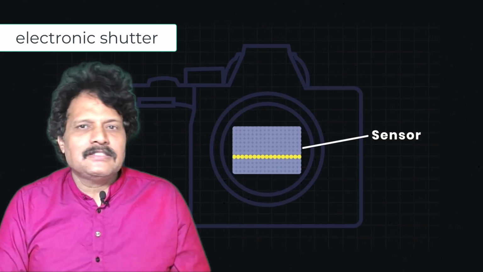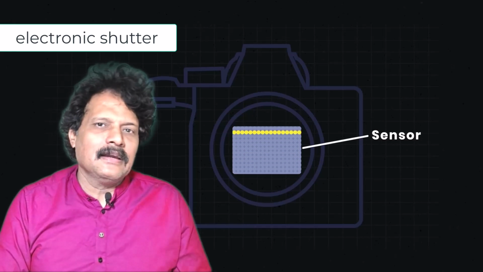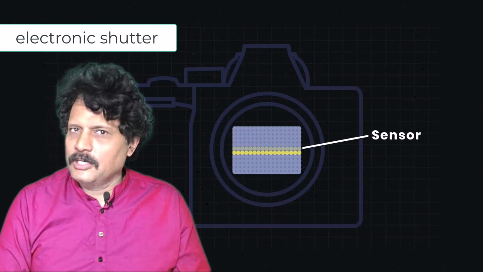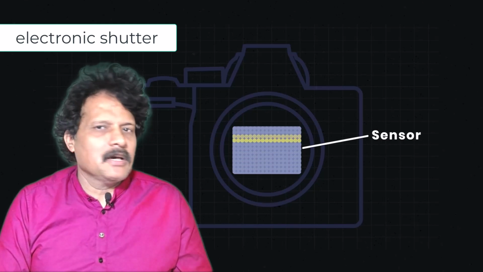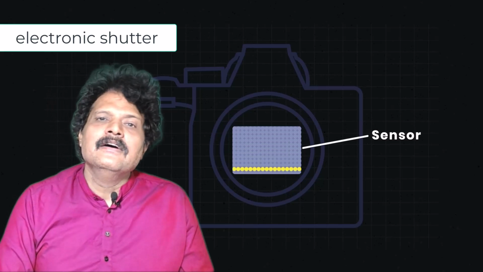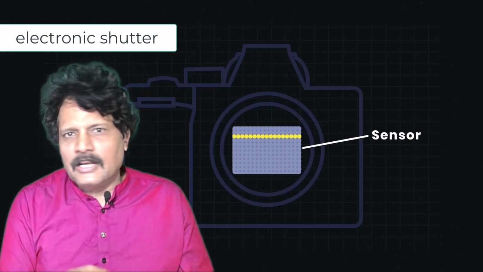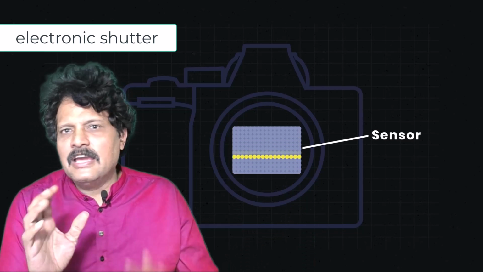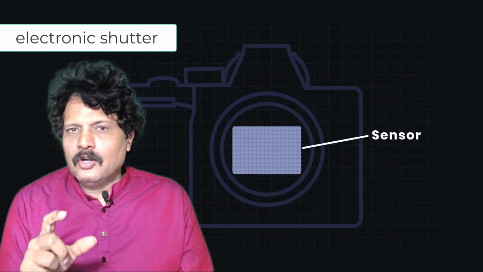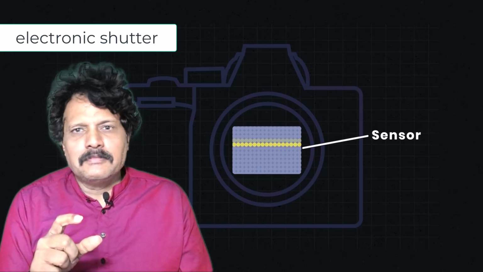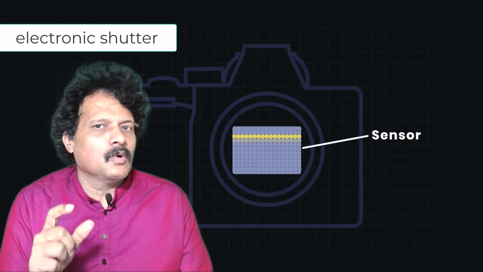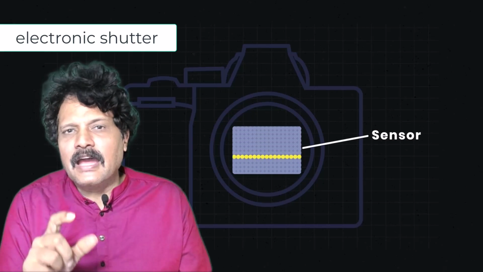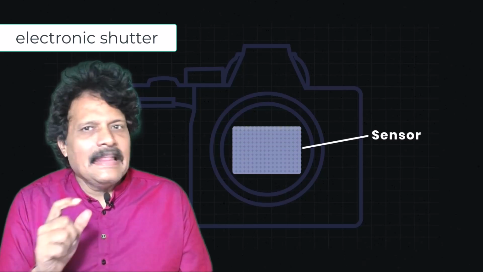Whereas in digital cameras, nowadays we use another type of shutter called the electronic shutter. In electronic shutter cameras, for example all mobile phone cameras, we are not going to use any shutter at all. The lens is continuously exposed to the sensor. By controlling the current flow 30 times per second or 24 times per second, we control the image shutter speed. These kinds of shutters are called electronic shutters.